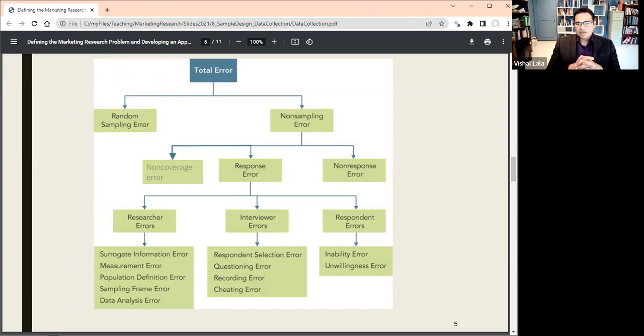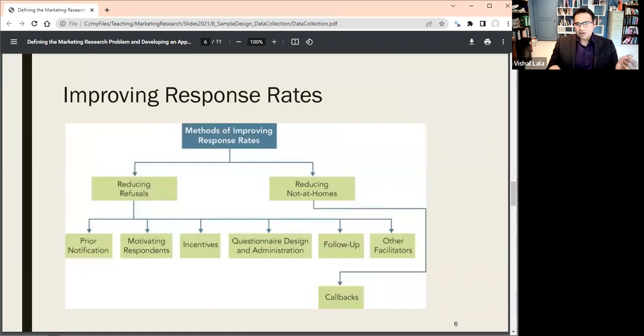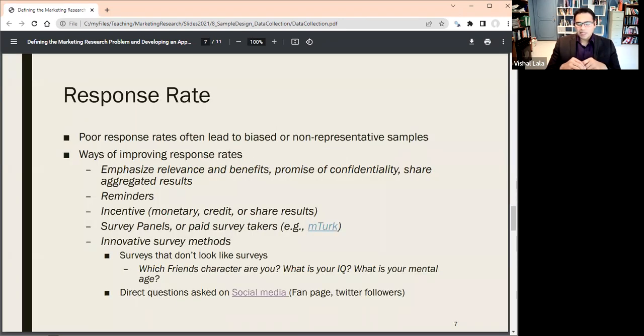To the extent that the 980 that did not respond are different from the 20 that did respond, you have a non-response error. In other words, the responses obtained from the responders are different from what the non-responders would have said. The 20 people that responded are systematically different from the non-responders. So the best way to address non-response error is to boost response rates. So let's see how we can improve response rates, right? Because we know that poor response rates will lead to biased or non-representative samples.